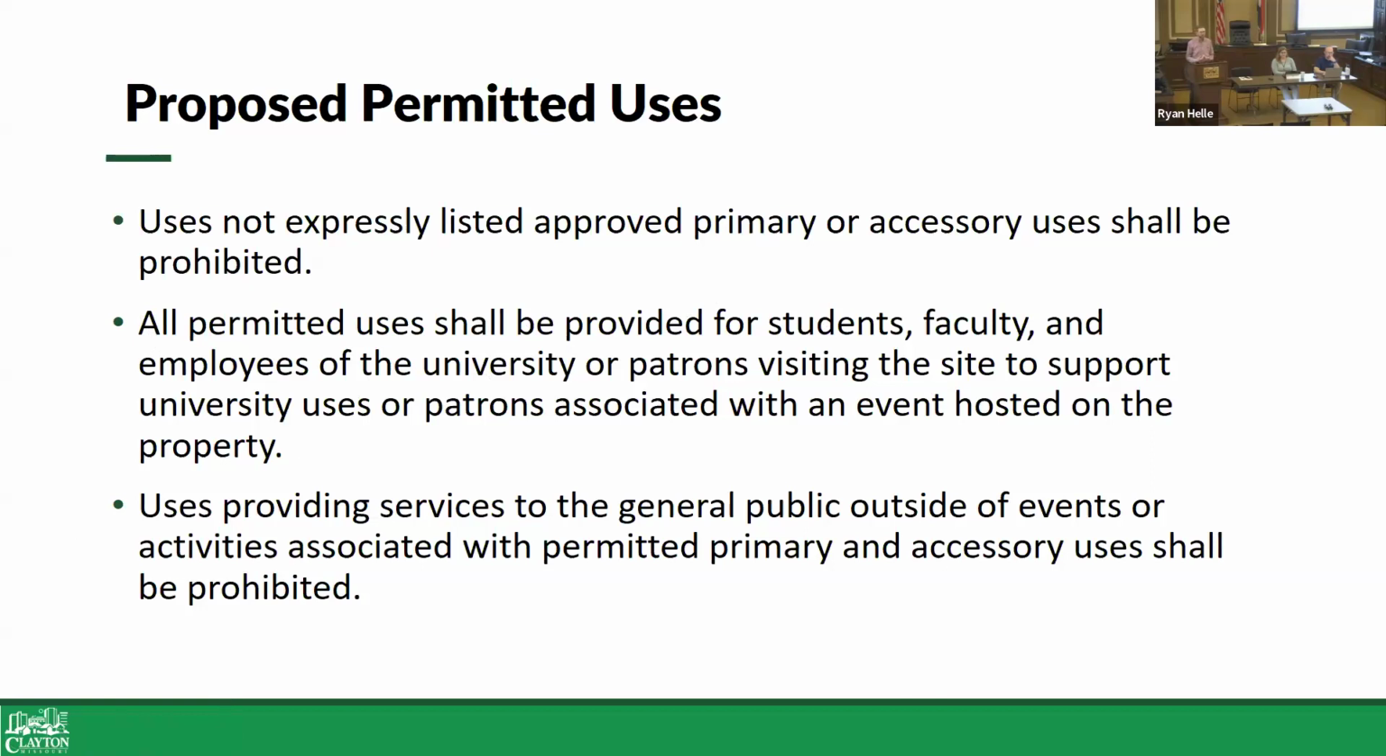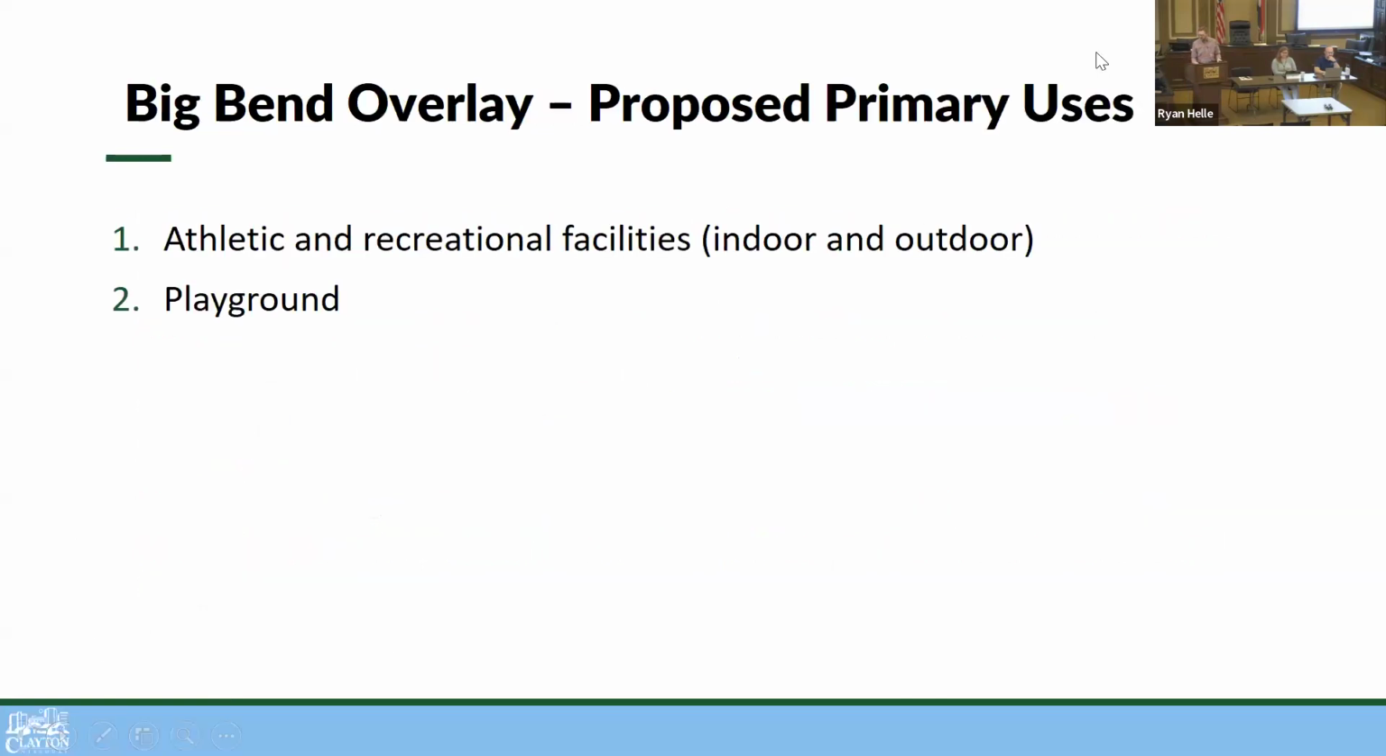So they couldn't put, for instance, a restaurant on a busy corner with a drive-through that's meant to serve the public and generate revenue for the university. It needs to go to support the uses that they have on the ground, and be used by the university patrons.